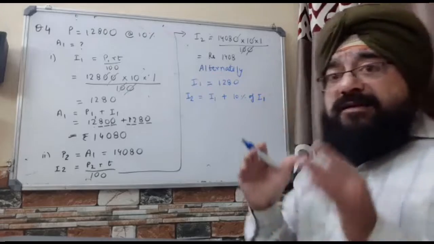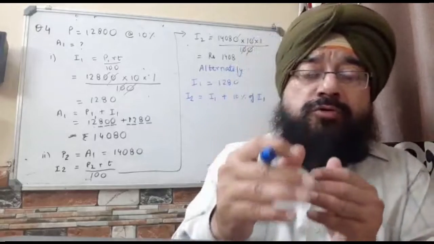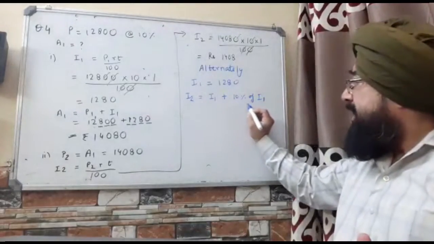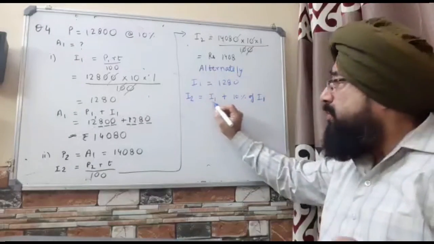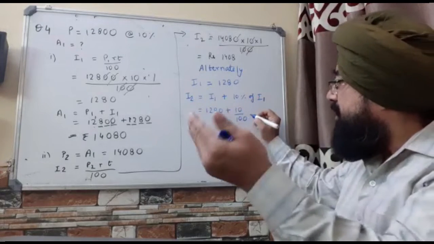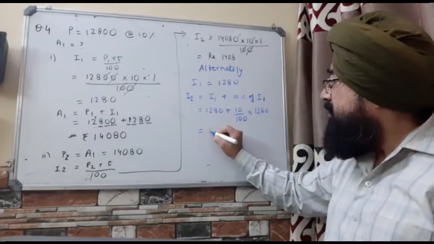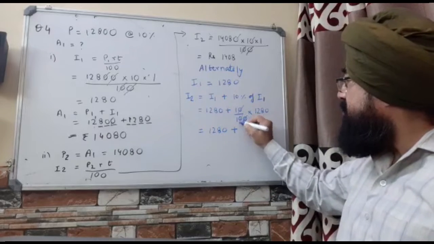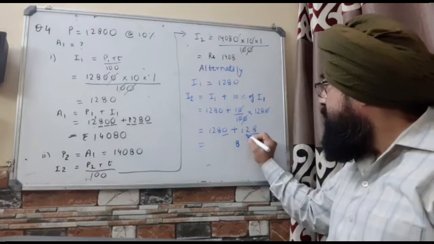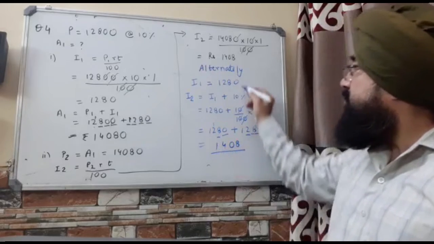That is, find the interest on the given year's interest and add it to the given year's interest, and you get the next year's interest. That is, to find I2, if you take 10% of I1 and add it to I1, you get I2. That is 1280 plus 10%, meaning divided by 100, of I1, which is 1280. See, it is nothing but 1280 plus 128, and see it becomes what? 8 plus 0 is 8, 2 plus 8 is 10, carry 1, 1 plus 2 is 3 plus 1 is 4. It is 1408.